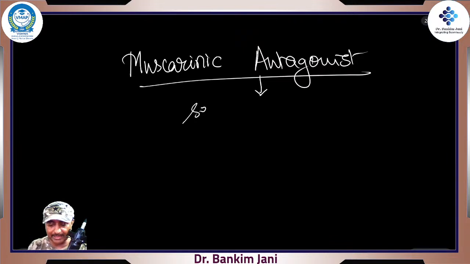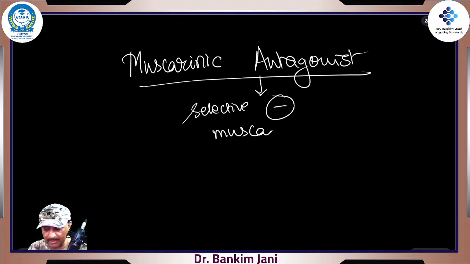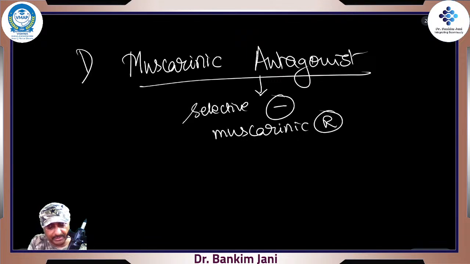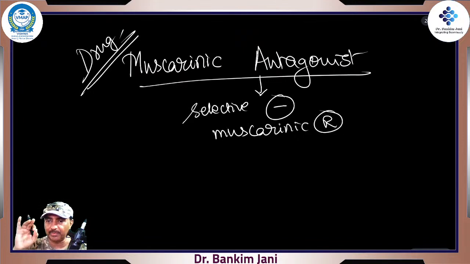It will selectively inhibit muscarinic receptors. It won't touch the nicotinic receptor because this is a specific drug, right? We'll come to drugs. But a muscarinic antagonist, a drug which we say, okay, it is a muscarinic antagonist, that means it will not be acting on the entire system, right? Not on the entire parasympathetic system. It will affect only the muscarinic receptors.